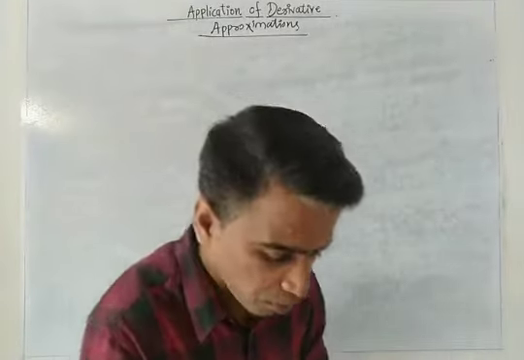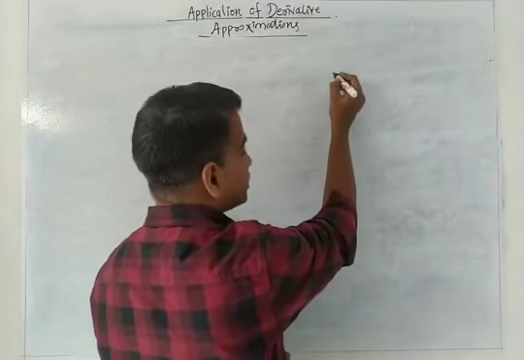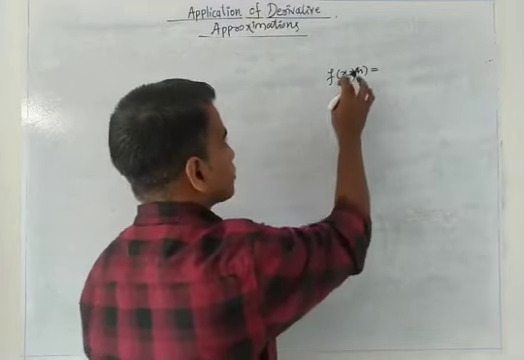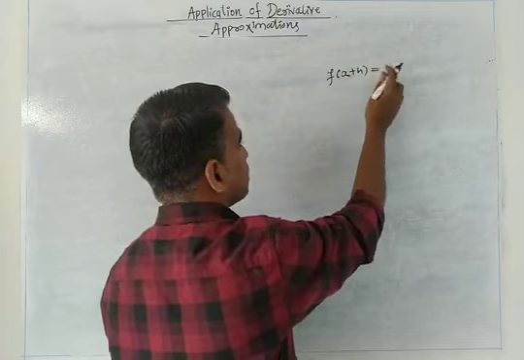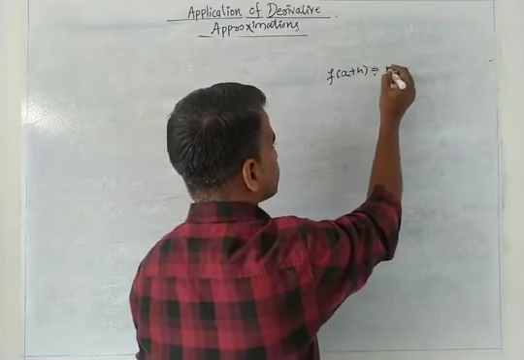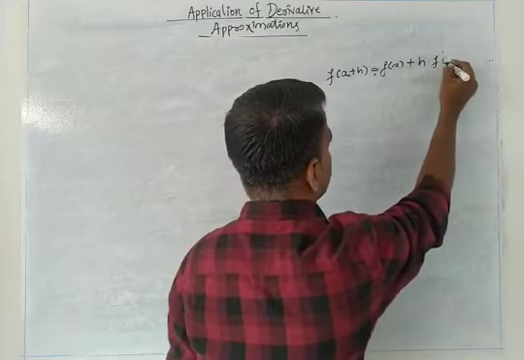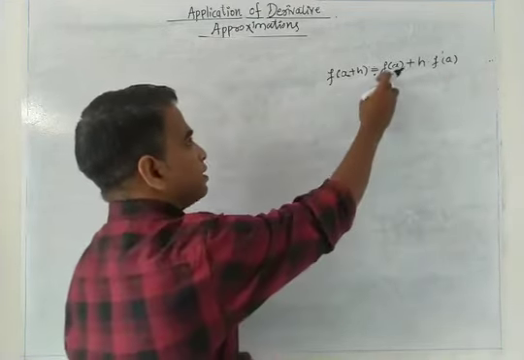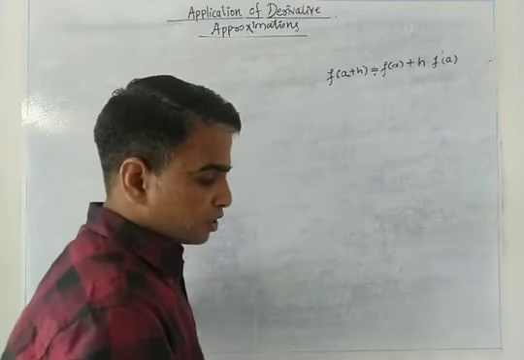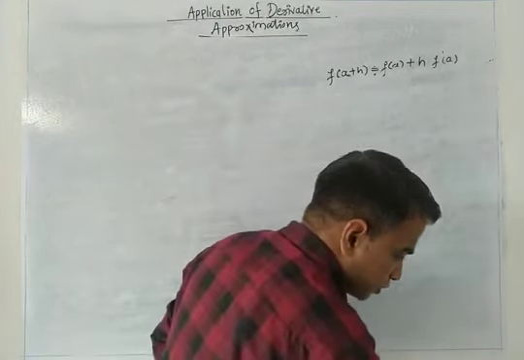So let's begin with the formula. The simple formula for approximation is: f of x plus h, where instead of x we now take a plus h, is approximately equal to f of a plus h into f dash of a. It is a simple formula. This formula will help us find the approximate value of a function.